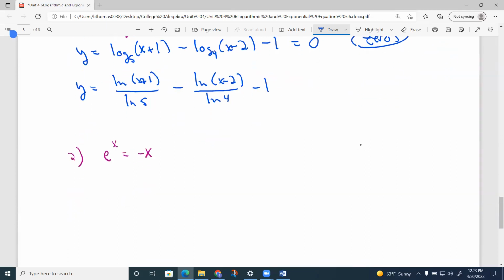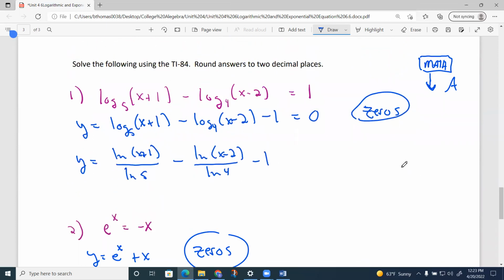So if I want to set this equal to 0, you can write this as y equals e to the x plus x. If you graph that, you should be able to find the zeros on your calculator in the graph area, and that should locate the answer for you. So let me see if I can do that here. I'll pause for a second and put that into my calculator and see what answers I come up with.